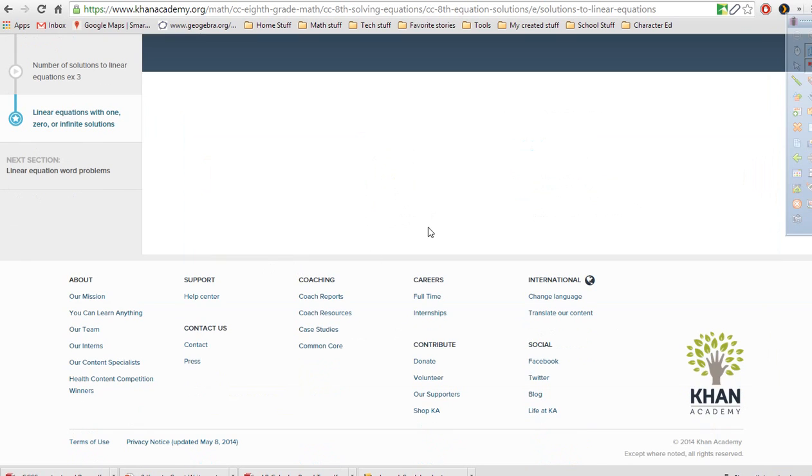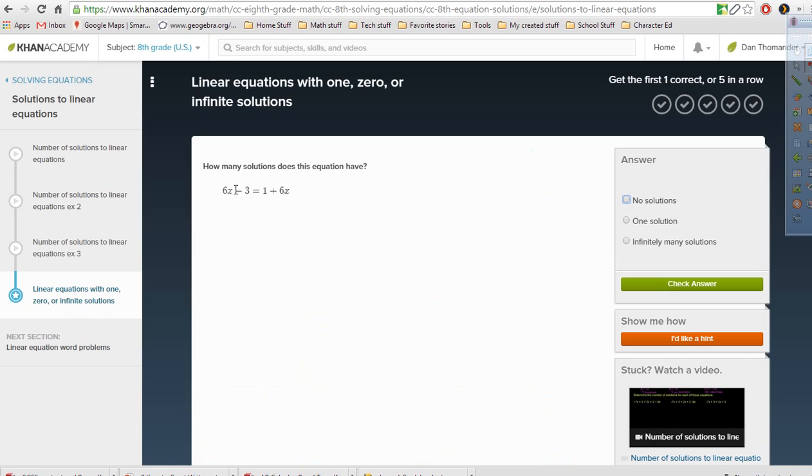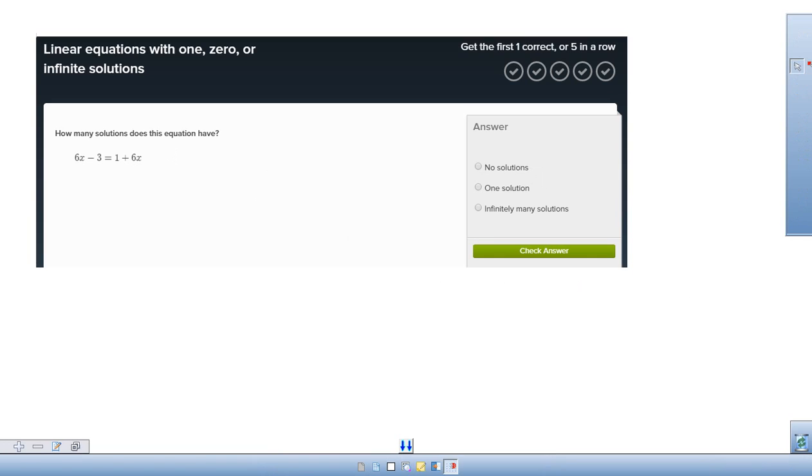Let's go ahead and see if I can do another one real quick. Now, 6x minus 3. Let me grab an extra sheet where I can work, and we will just try solving this one. So I've got 6x minus 3 equals 1 plus 6x.